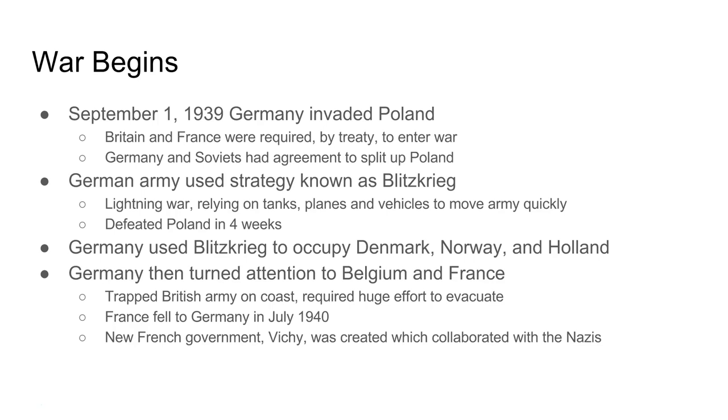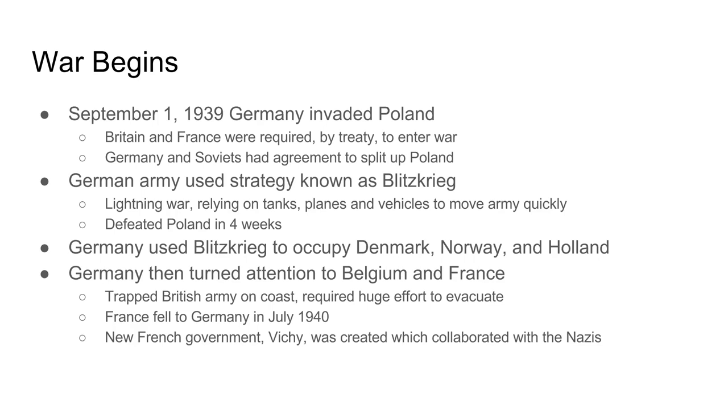And they end up trapping part of the British Army, known as the British Expeditionary Force, on the coast of Belgium, and they have to be evacuated at Dunkirk. And it's this massive effort using all the British fishing boats, every available boat to ferry these British soldiers across the channel to save the British Army to fight another day. Because it's very apparent that France is going to fall. And in fact it does. By July 1940, France has fallen to Germany.